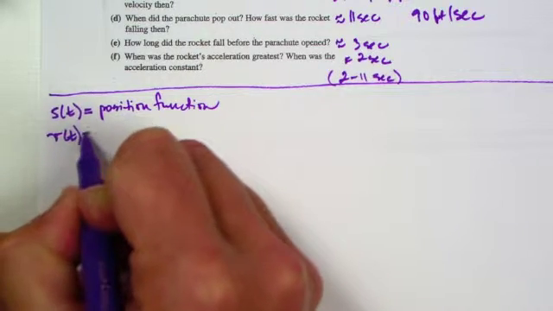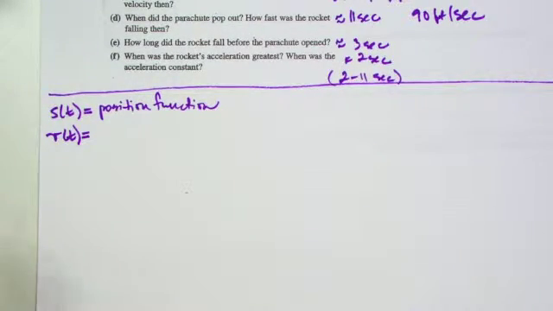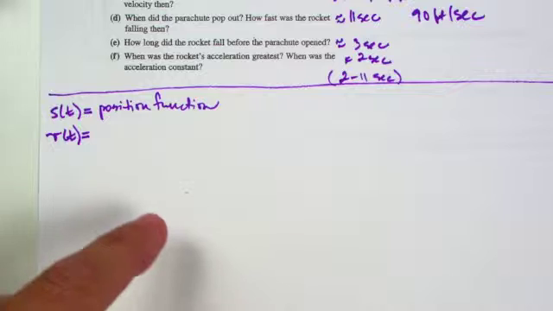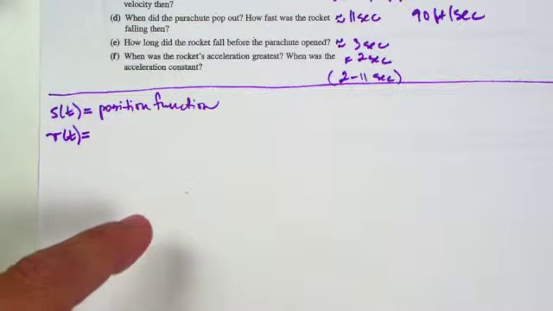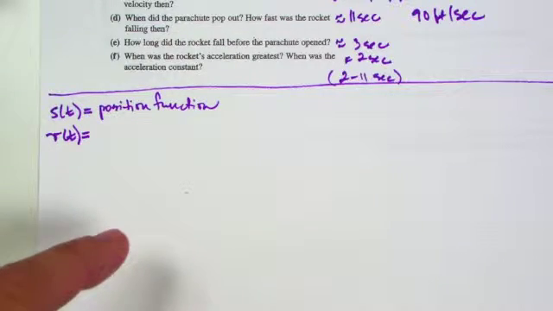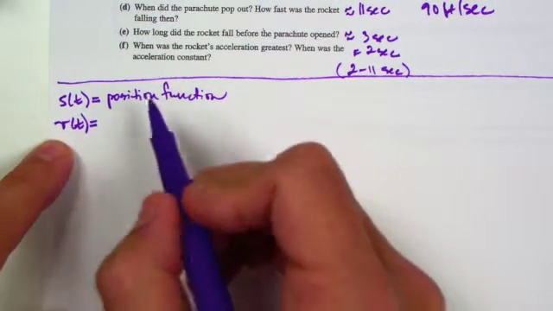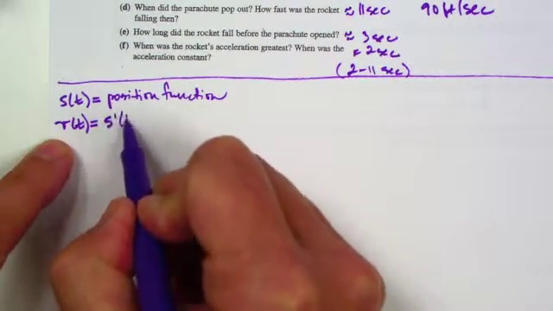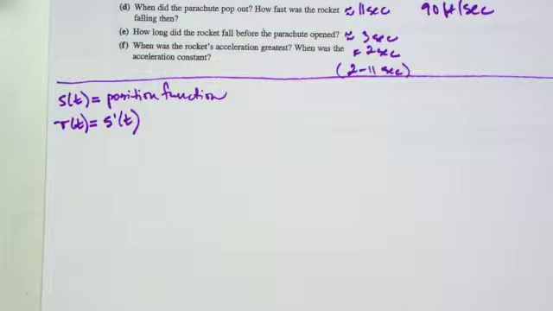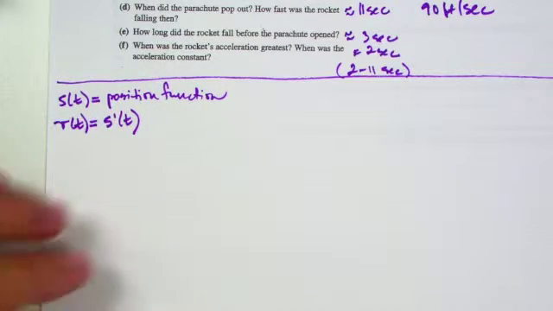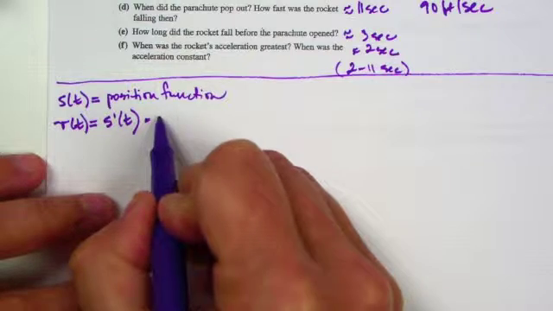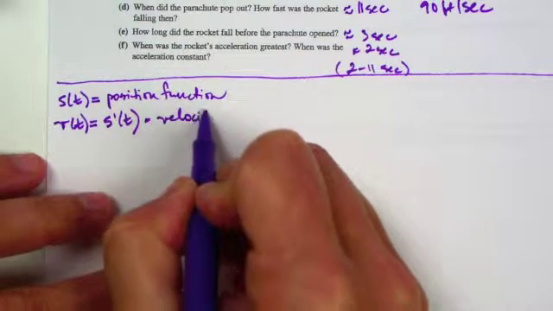So how is velocity related to position? It is its derivative, right? That's v of t. V of t is equal to s prime of t, and that's going to be my velocity function.